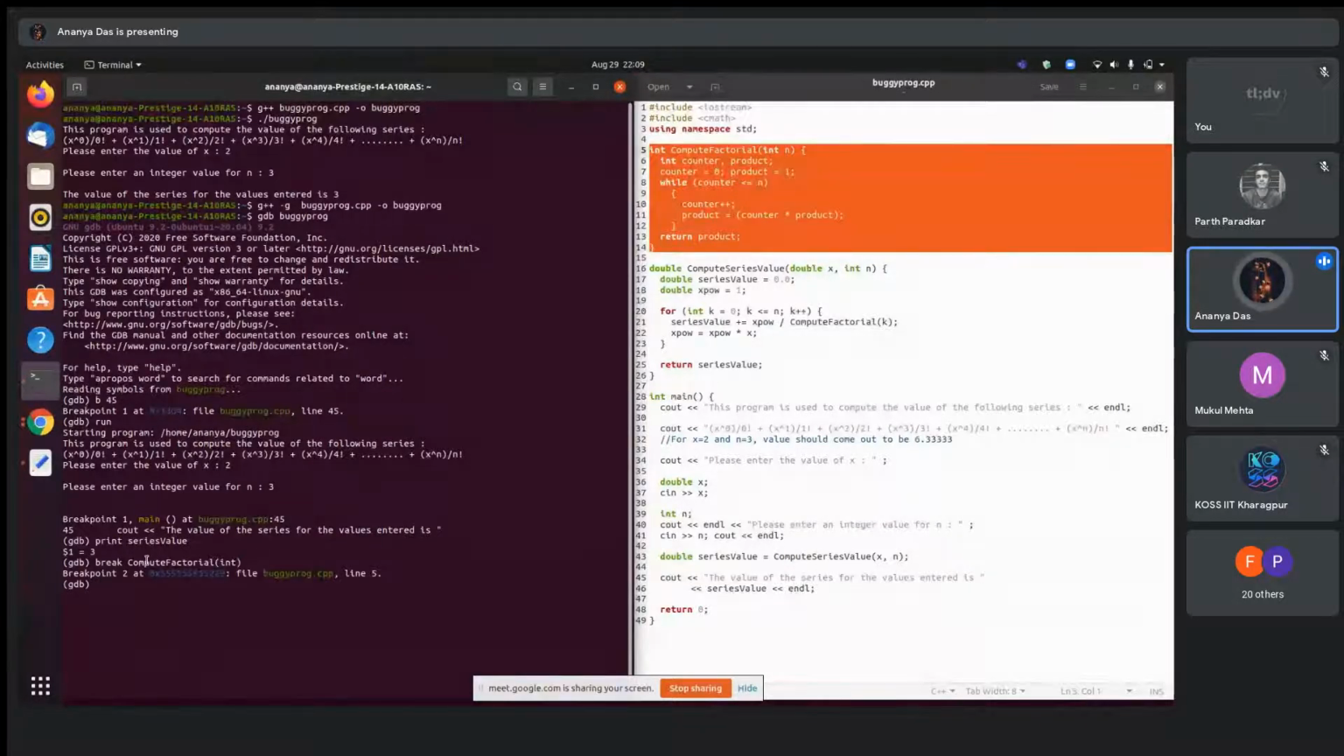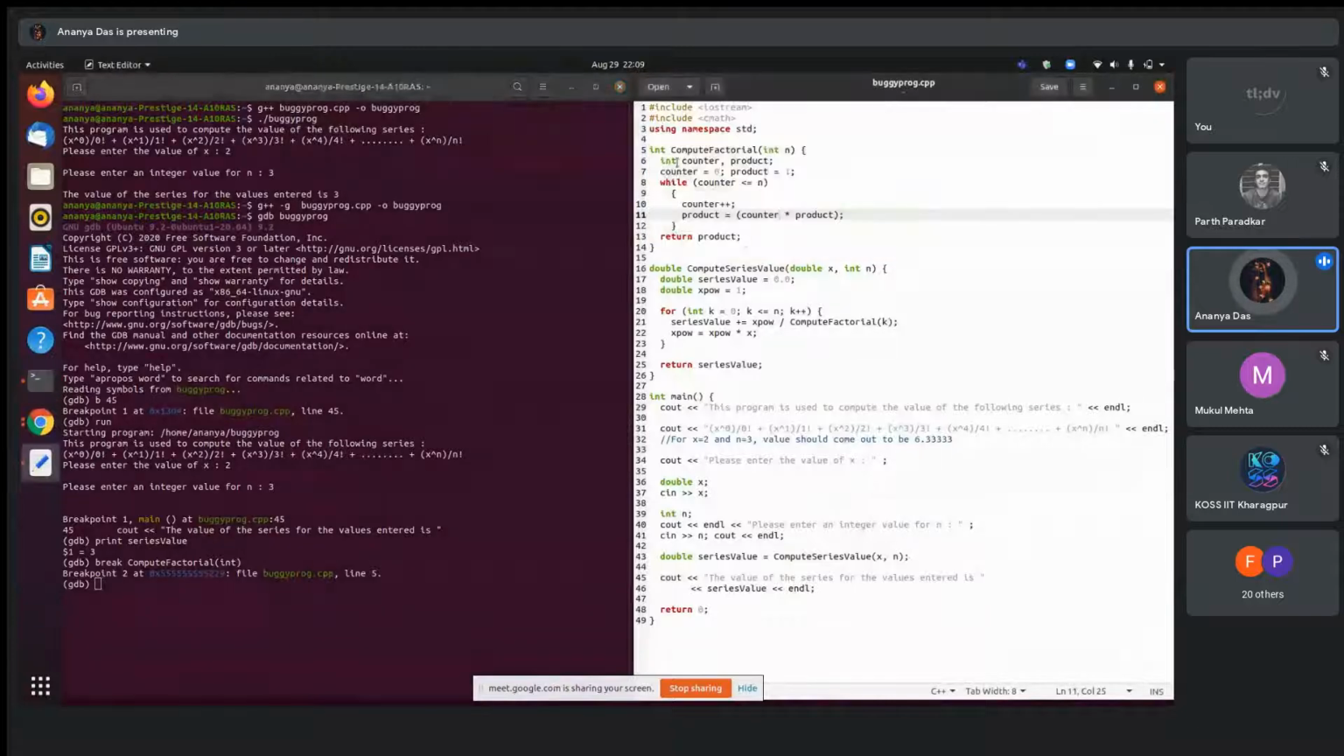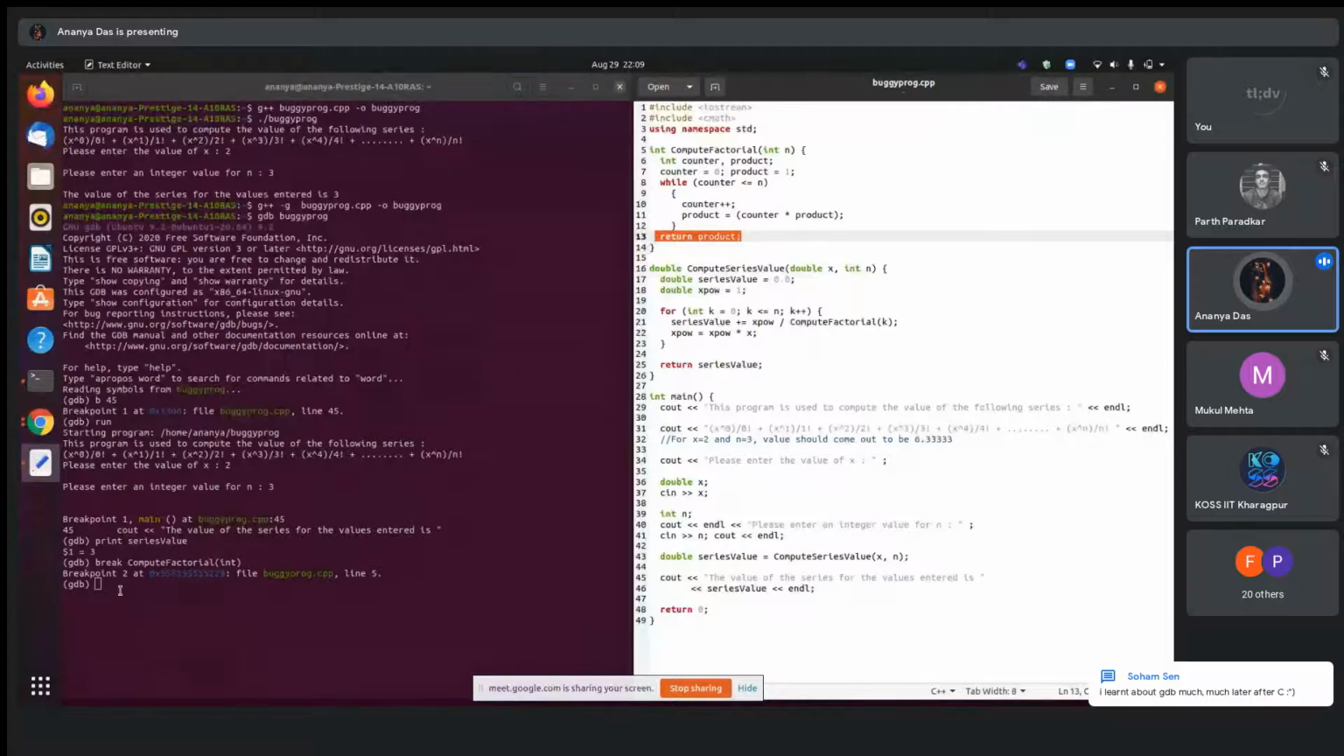Yeah, so a breakpoint has been set, and it sets the breakpoint at line number 5, where the function starts. But if we see this function, in line number 13 it is just going to return the value of product, which is nothing but the factorial of n, the argument of this function. So I would like to put a breakpoint here at line number 13. So I'll give it break 13.